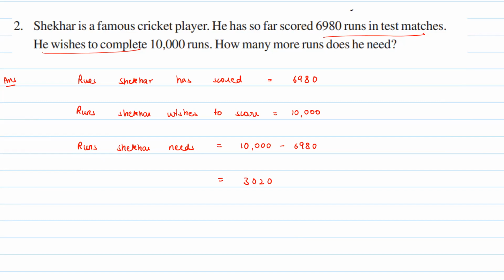Okay. At the end, you can make a statement that 3020 more runs are needed by Shekhar to complete 10,000 runs. This will make your answer more clear and more presentable.